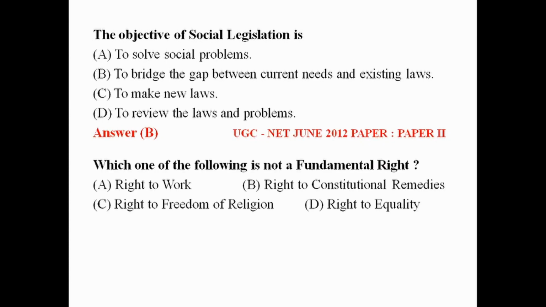Next question. Which one of the following is not a fundamental right? Option A, right to work. Option B, right to constitutional remedies. Option C, right to freedom of religion. And option D, right to equality. The answer is option A, right to work. Right to work is not a fundamental right.